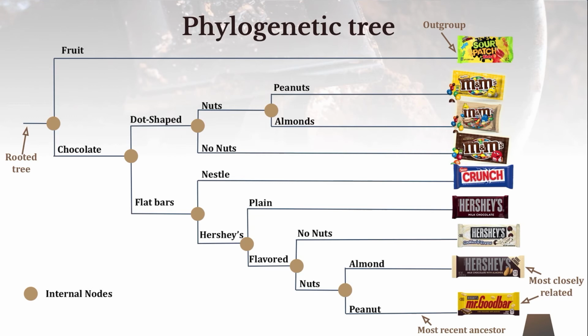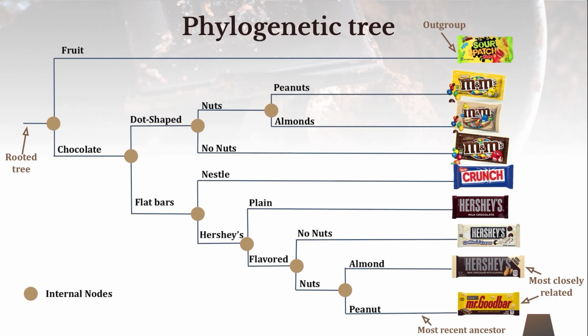Next, we divided the dot-shaped chocolate by the presence of nuts and the absence of nuts. Regular M&Ms don't have nuts, while Peanut M&Ms and Almond M&Ms do. Since both of these M&Ms have nuts, this indicates that the most recent ancestor had this trait, which made them closely related to each other. Now let's look at the next node, where flat bars are divided by brands. They're divided by Nestle and Hershey bars.